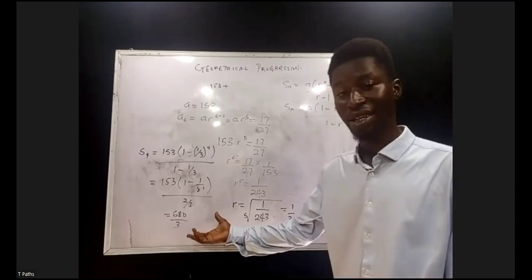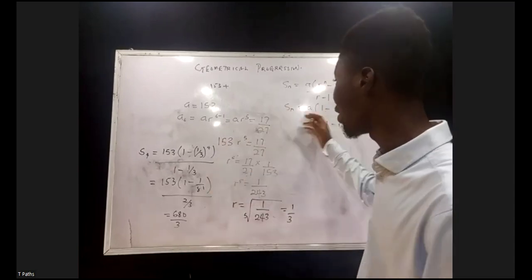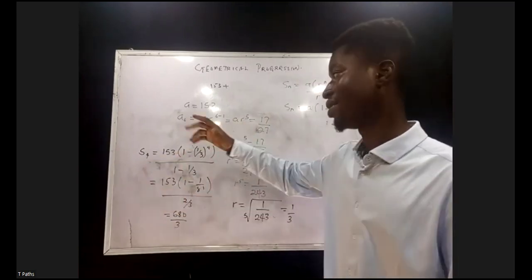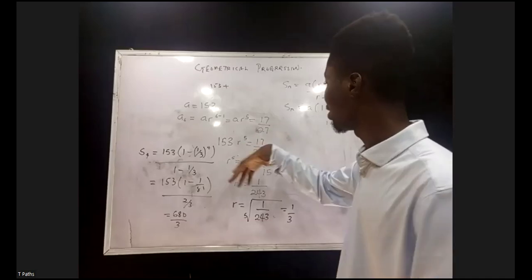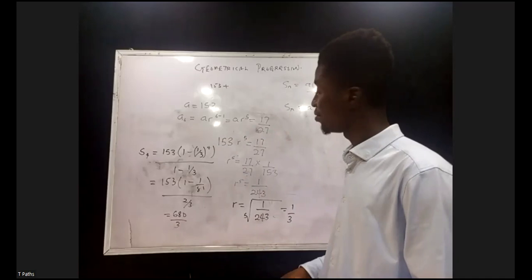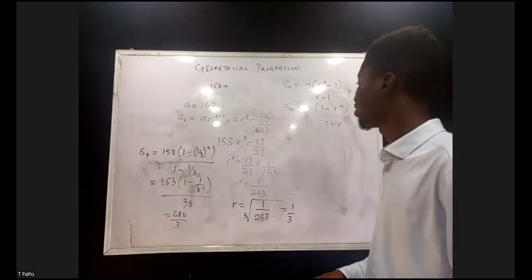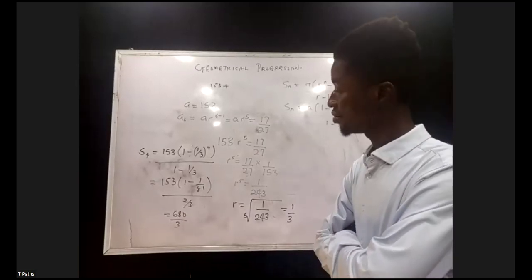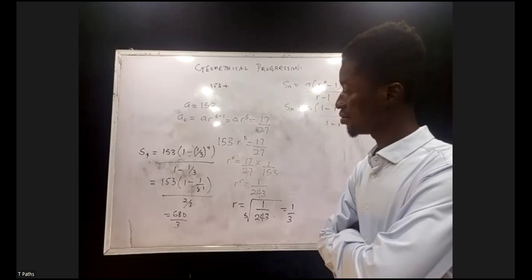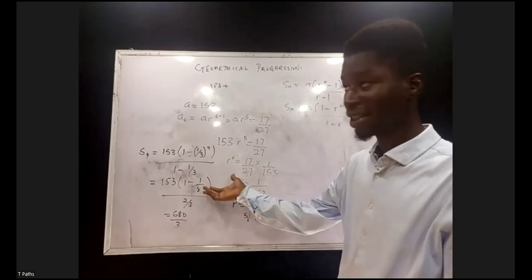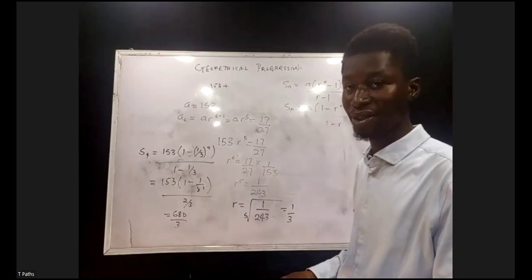Remember, you can ask your question. Let this class be interactive. What we've done so far, anyone you have issue with, if it's the sum of the first 4 terms, if it's the nth term of the geometrical series, you can ask your question. Which parts do you have issue with? I'm listening. Before we take one more example, which other part do you have issue with?